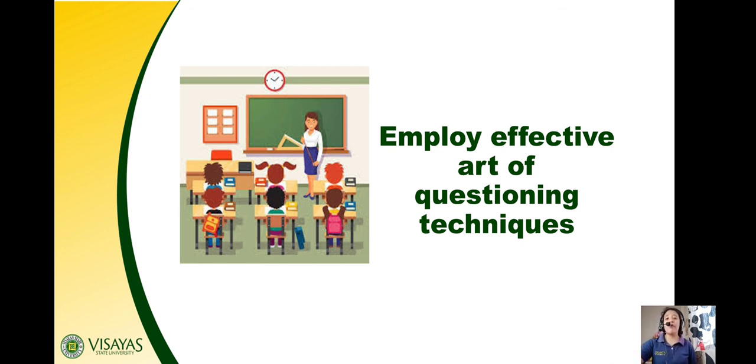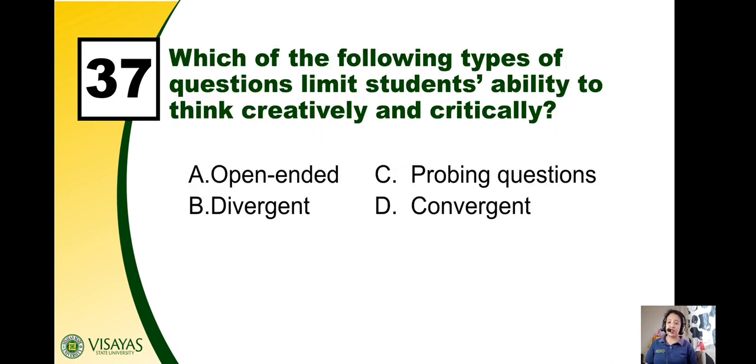So let's go to our second to the last objective. Employ effective art of questioning. Okay, number 37. Which of the following types of questions limit a student's ability to think creatively and critically? So asan kaya rito? A. Open-ended, B. Divergent, C. Probing, letter D. Convergent. So, asang type ng question? That is convergent. So, ano ba kasi yung difference nila?